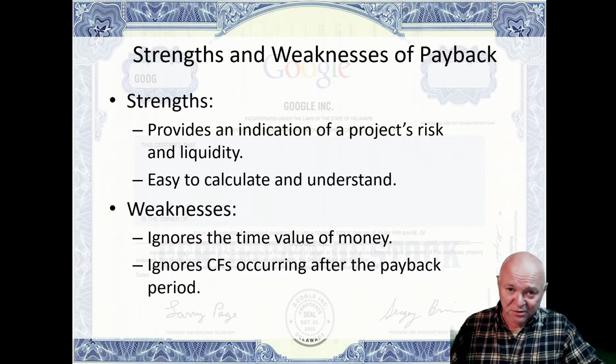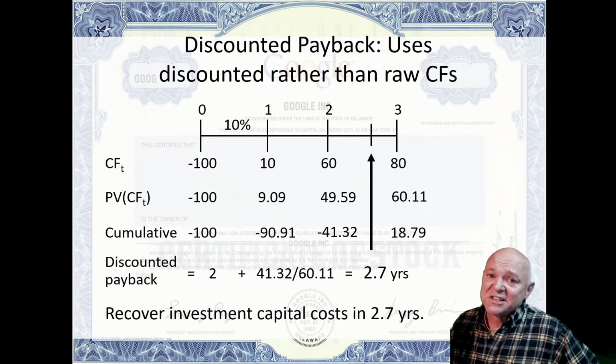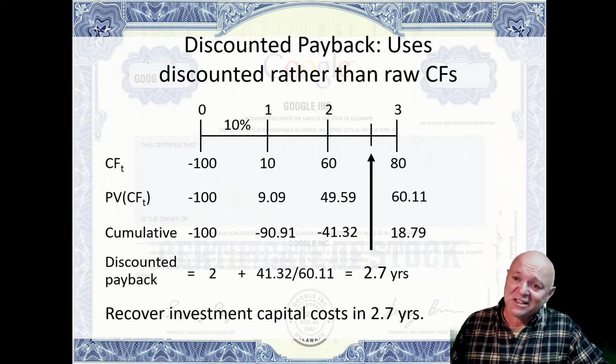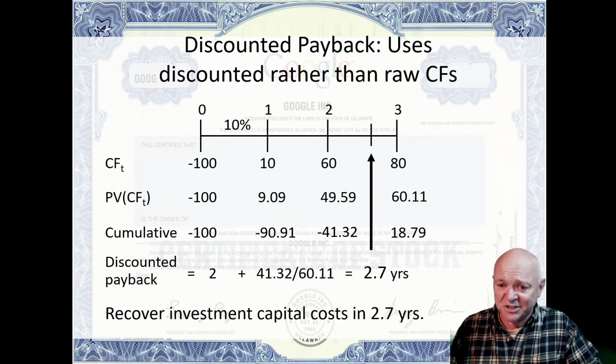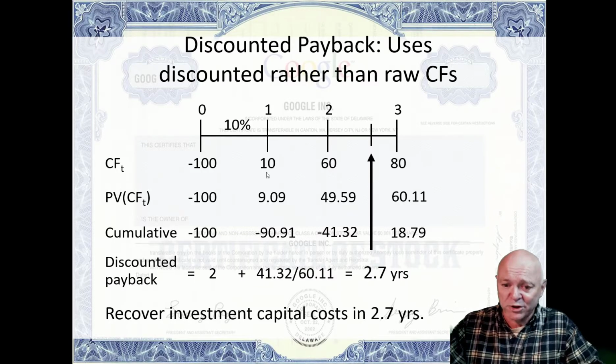Now, we can fix part of that by using a discounted payback. Although this gets away from the idea that we want to keep things simple to explain to our boss who doesn't understand present value. We can use discounting here, so instead of using the original numbers of 100, 10, 60, and 80, we would use the present value of those numbers. So minus 100, 9, 49, and 60. Those are discounted at 10%.